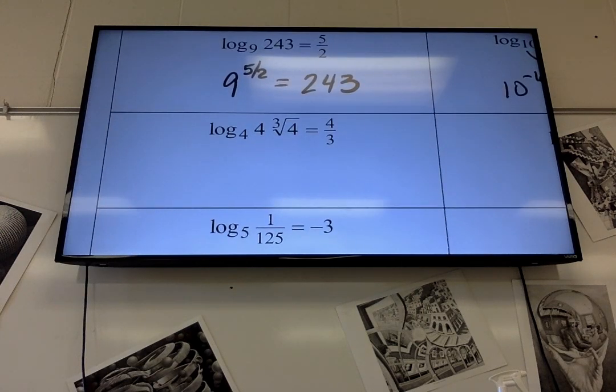Let's see, what about this one, Donna? 4 to the 1/3 equals the cube root of 4? 4 times the cube root of 4. Absolutely right.